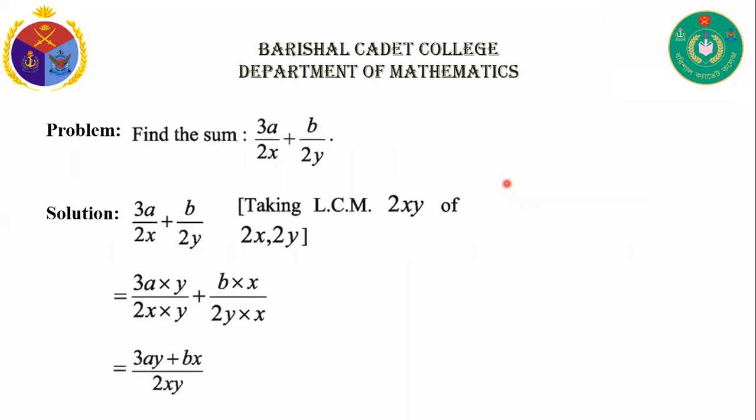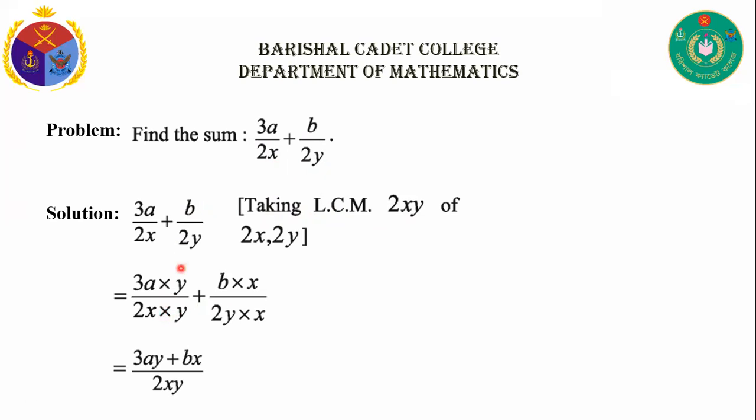Now, we start the problems. First, the sum of two algebraic fractions: 3a by 2x plus b by 2y. Boys, our first target is to find the common denominator of these two fractions. The first fraction's denominator is 2x, and the second fraction's denominator is 2y. So taking the LCM of these two denominators, which is 2xy, we now have to make the common denominator in every fraction.